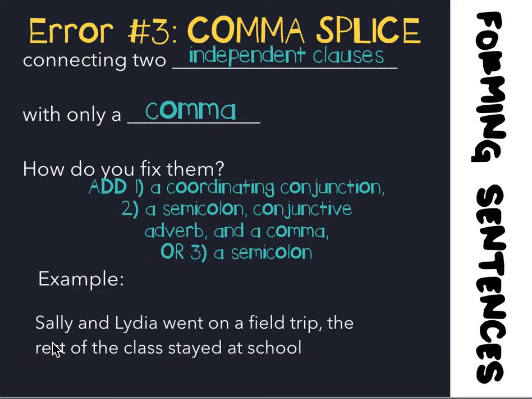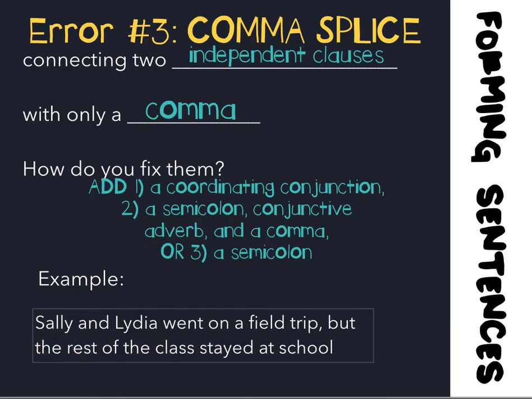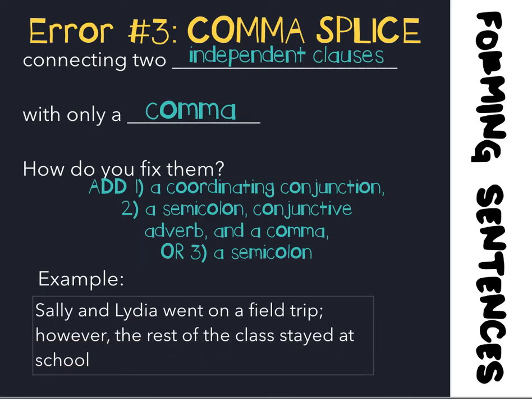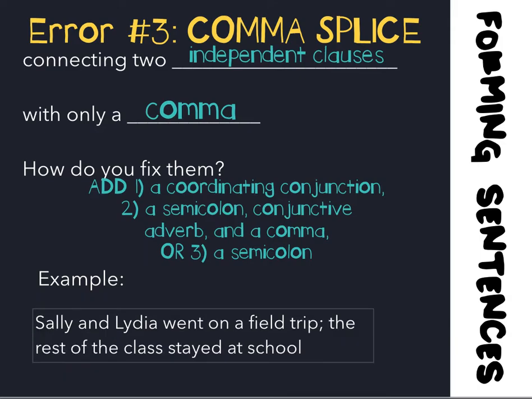So in the example below, Sally and Lydia went on a field trip, comma, the rest of the class stayed at school. This is a comma splice because I have a single comma doing the job of a period or a comma and a conjunction. So I can add the conjunction, but the rest of class stayed at school. I could add a semicolon, a conjunctive adverb, however, and then a comma. Or I can simply replace the comma with a semicolon. I could rewrite the sentence if I wanted to, but I think that what I like best is this option.